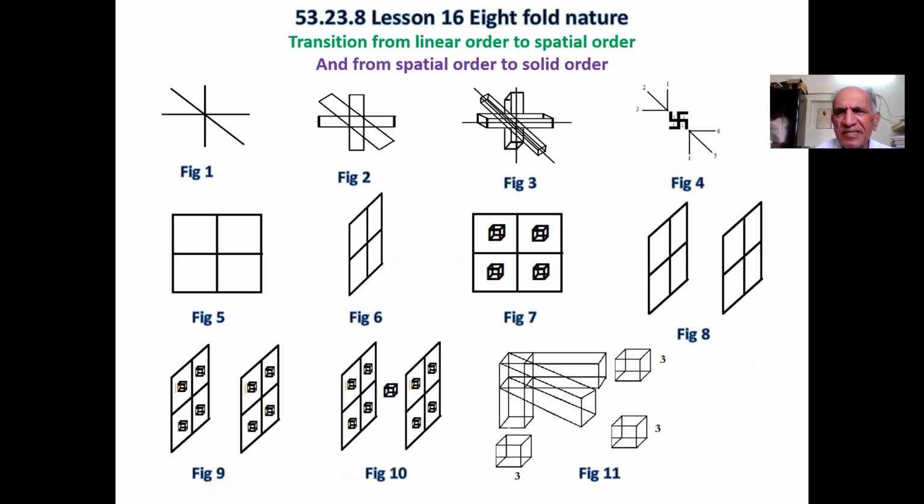One shall sit comfortably and have sequential chase of transition from linear order to spatial order and further from spatial order to solid order. On the computer screen are 11 figures. In terms of these 11 figures, attempt is being made to phase out this transition phenomenon. This transition phenomenon is of two phases. Firstly, from linear order to spatial order, and then from spatial order to solid order.